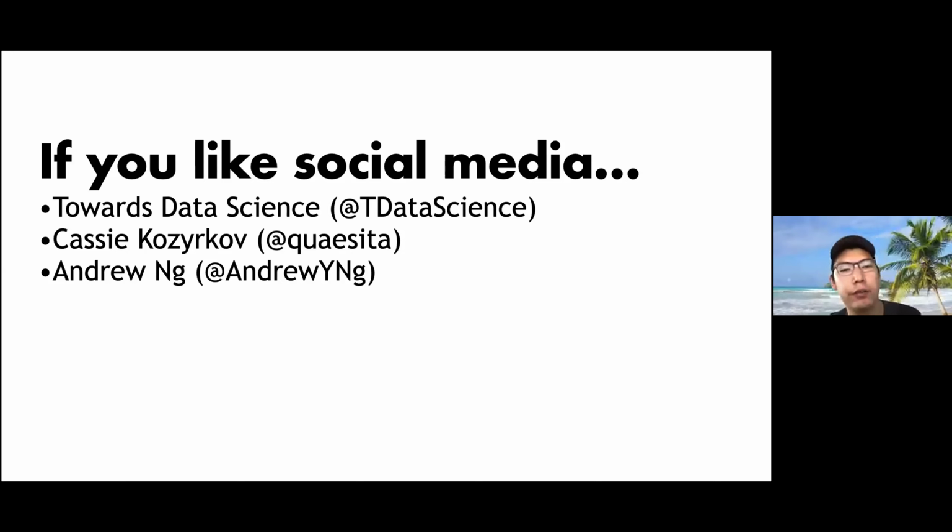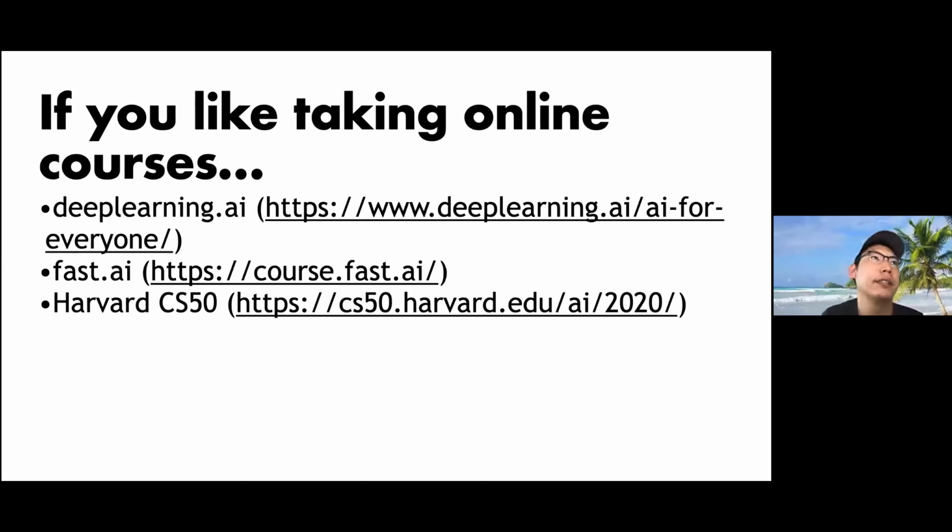Someone asked, for a visual learner, where can you find a good tutorial or channel? I think the ones here are really good, especially Cassie Kozyrkov's materials, with really interesting explanations of how to think about AI and how to think about data science. So I definitely recommend that as well. And other places: Deep Learning AI, Fast AI, Harvard CS50, they're all really good material for learning more about this stuff.